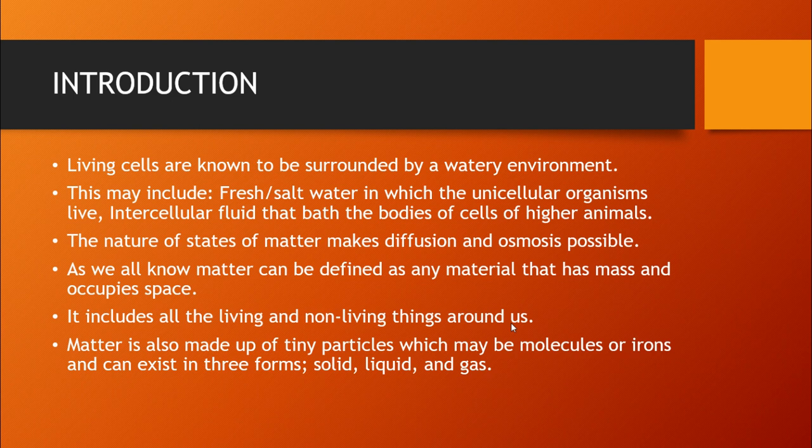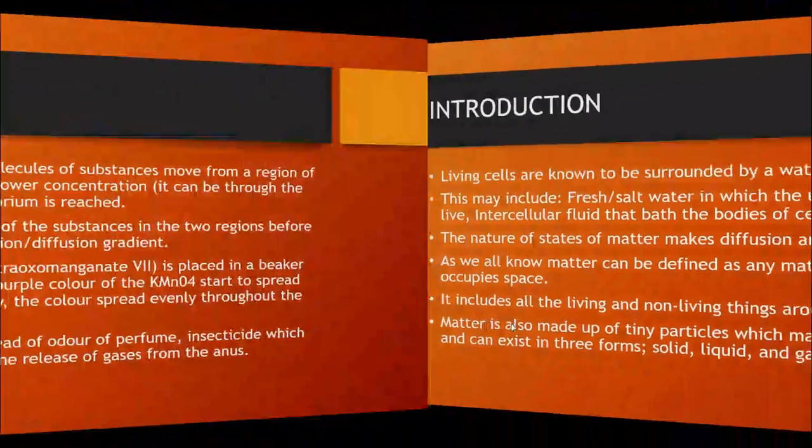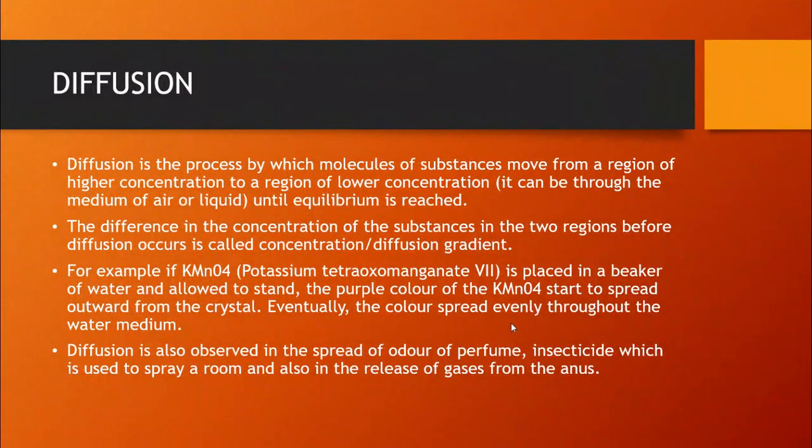So matter is also made up of what? Tiny particles, which may be molecules or ions. Matter can exist in three forms: solid, liquid, or gas, although you know that we also have plasma and other forms too. Okay, so let's now discuss diffusion. Diffusion is the process by which molecules of a substance move from a region of higher concentration to a region of lower concentration. It can be through a medium of air or liquid until equilibrium is reached.